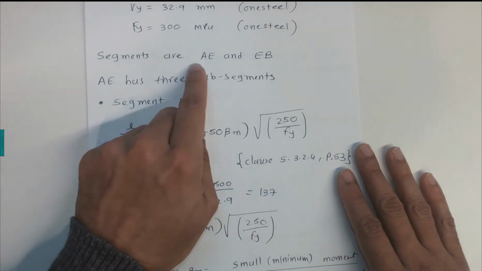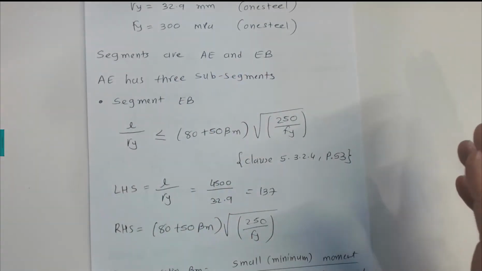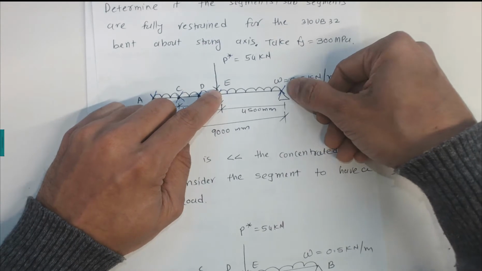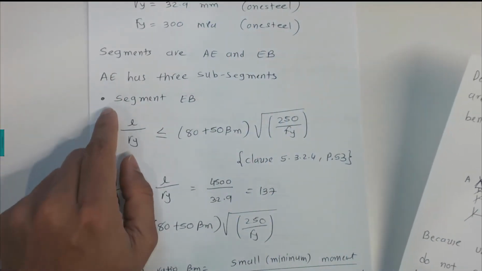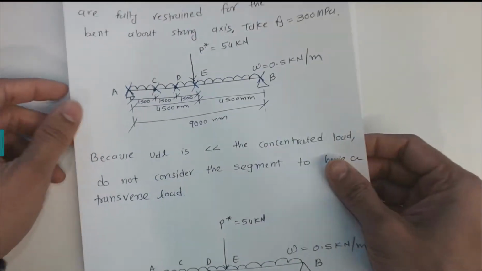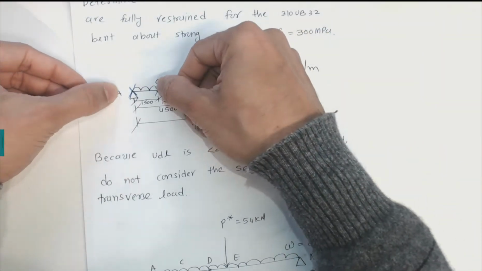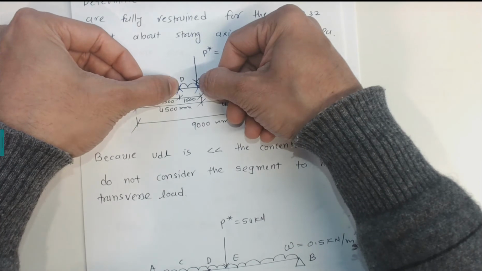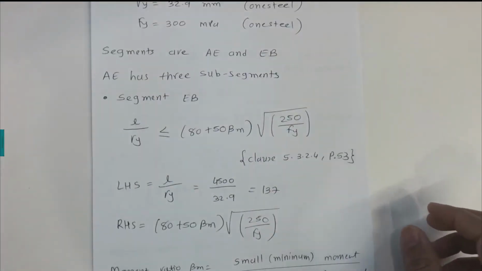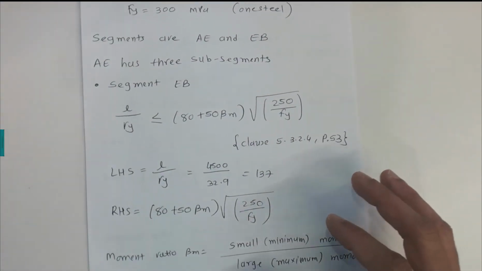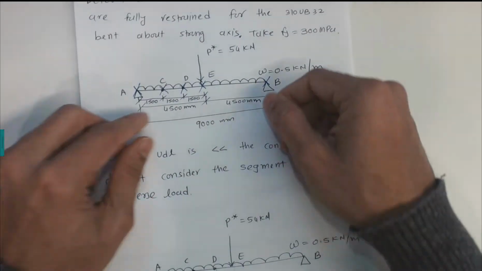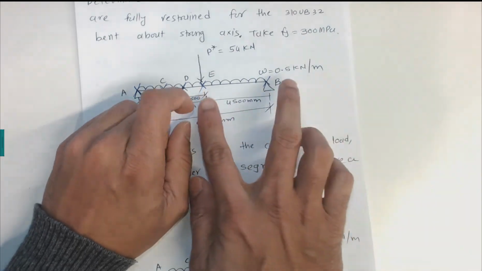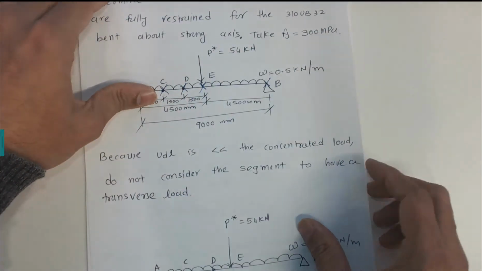Now we need to check whether this is fully restrained or not. So the segments are AE and EB. AE has three subsegments: AC, CD, and DE. First of all, looking at the segments, segment EB would be the first check. So we are checking EB, whether it's fully restrained or not.